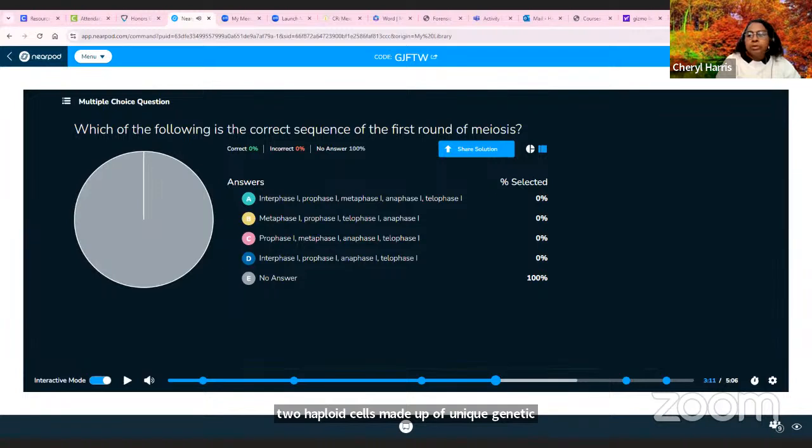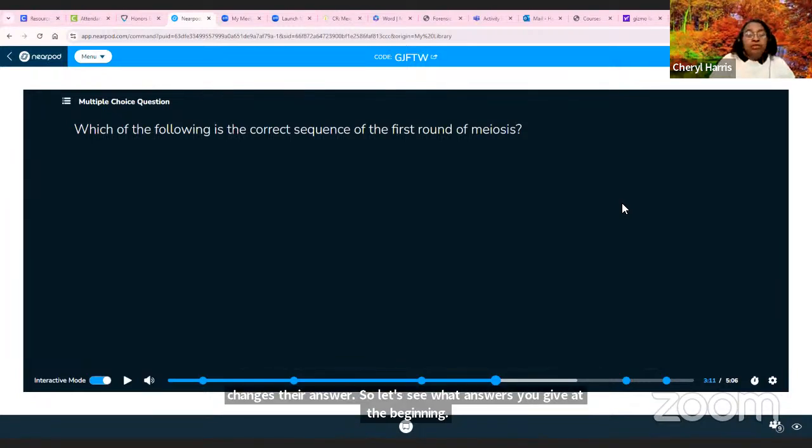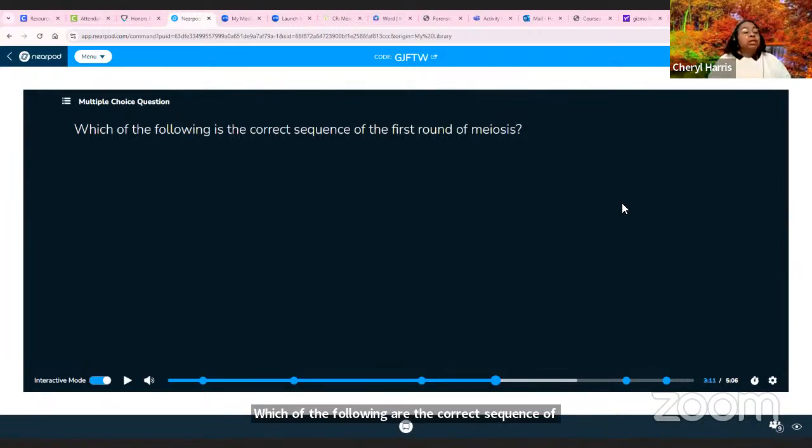Okay, so let's answer this question, and I'm going to take that off so that you don't see the answer right away. Because what I notice is once you see my page, everybody changes their answer. So let's see what answers you give at the beginning. Which of the following are the correct sequence of the first round of meiosis? So again, remember PMAT.